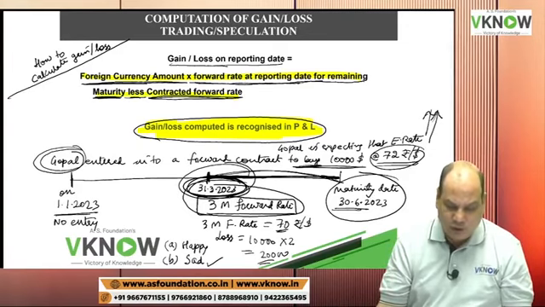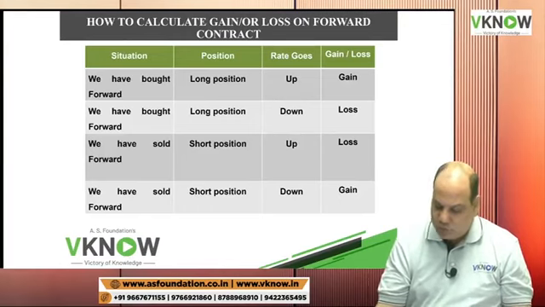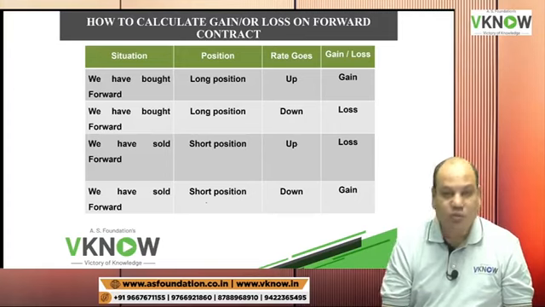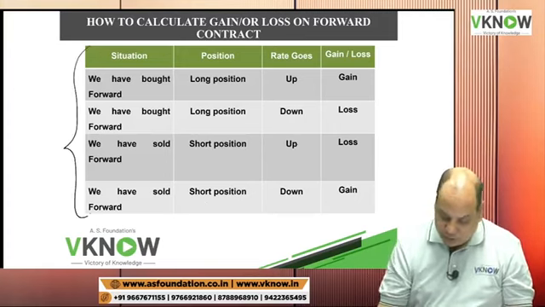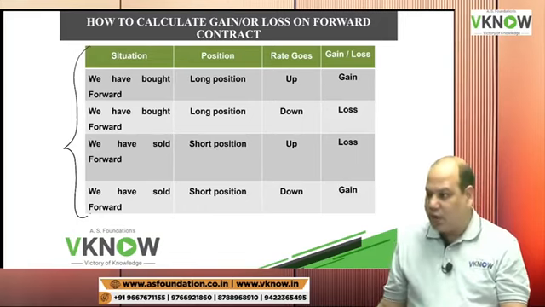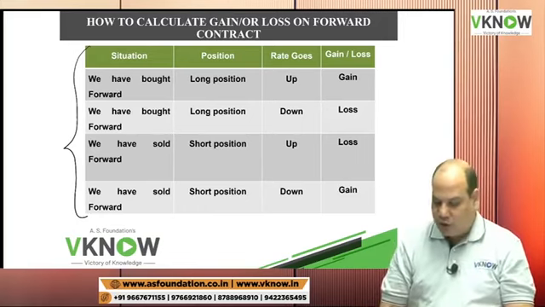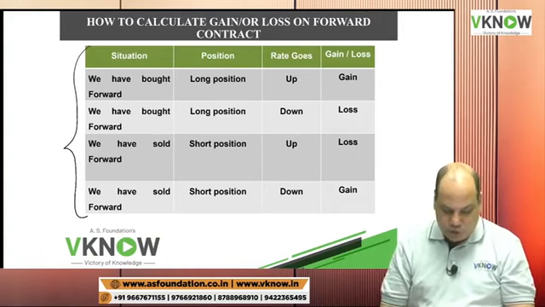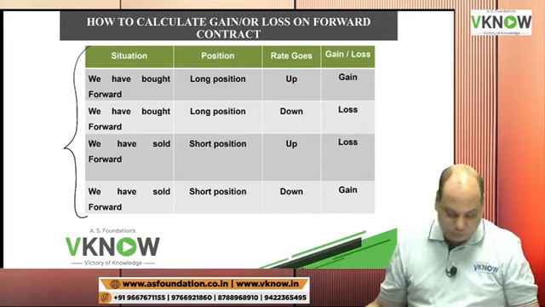Sad. Kunal is saying sad. Ranjit is saying sad. Because you don't know about forward contracts, please complete this table. This is from my side to the student. Students will quickly write situation, position, rate goes, and the last column is gain or loss.